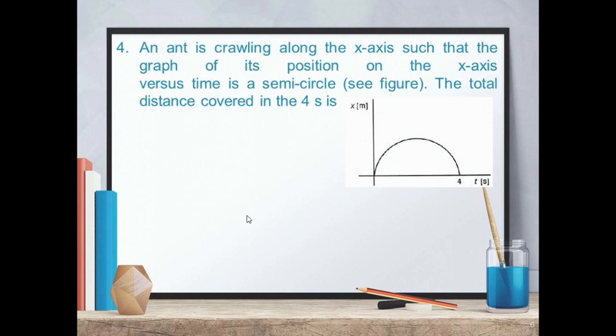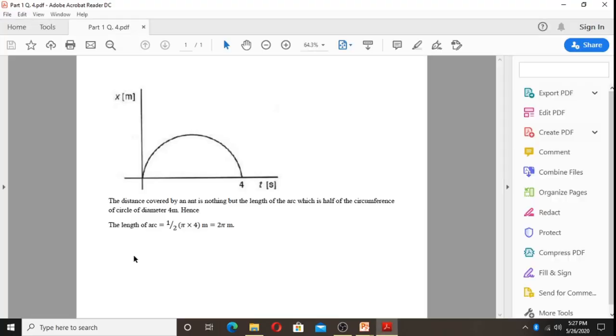Next question. An ant is crawling along the x-axis such that the graph of its position on the x-axis versus time is a semicircle. See this figure. The total distance covered in 4 seconds is, options are 4 meter, 2 meter, 2 pi meter and 4 pi meter. The correct option is 2 pi meter, C.